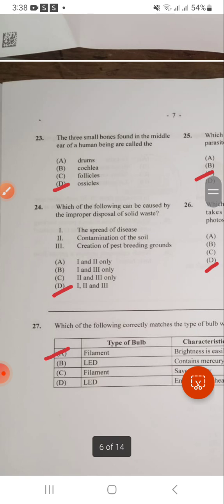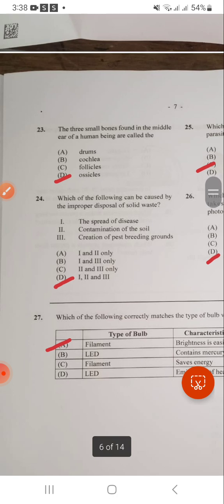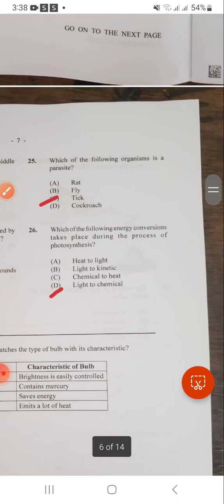D. Question 24. Which of the following can be caused by the improper disposal of solid waste? The correct answer is 1, 2, and 3. The spread of disease, contamination of the soil, and creation of pest breeding grounds can all be caused by improper disposal. The answer is D.